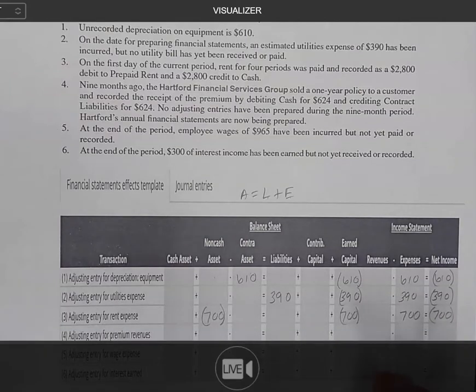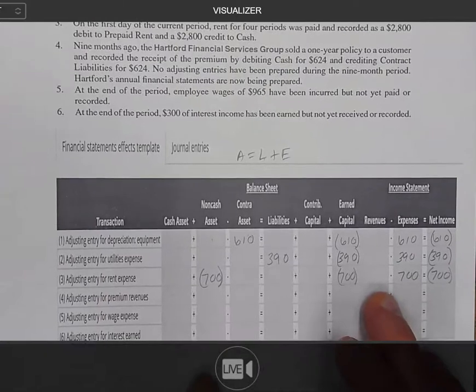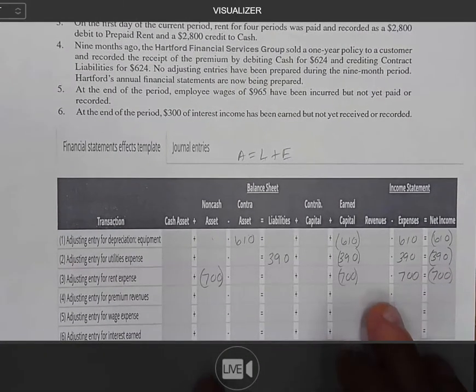I think this will make more sense to you when we do journal entries if you're struggling at all, but I'm just doing these in order, and then hopefully the journal entries will be a little bit easier.